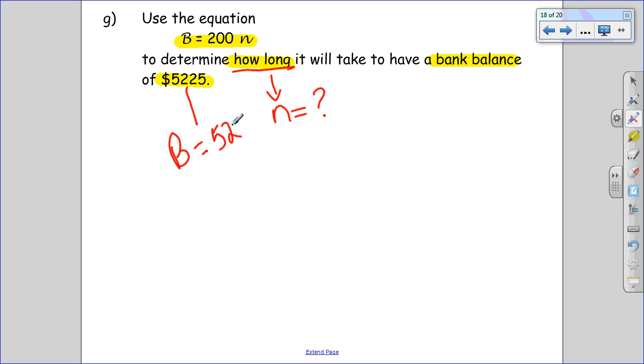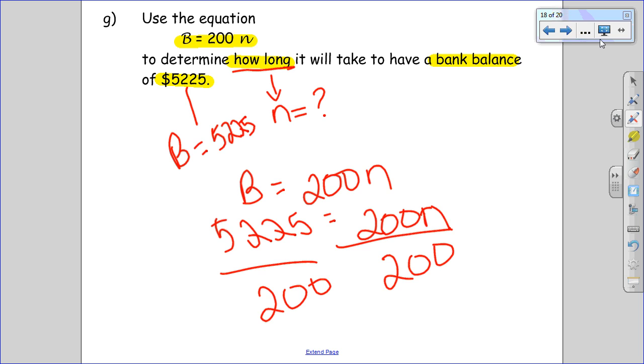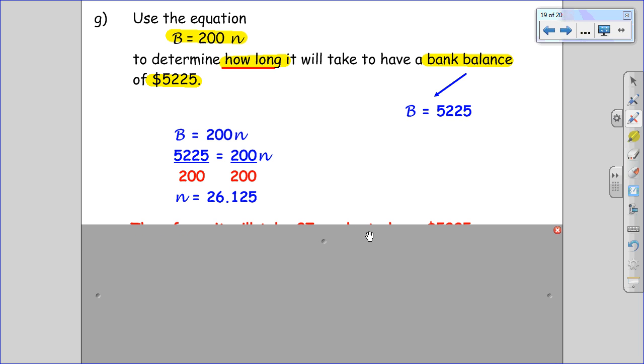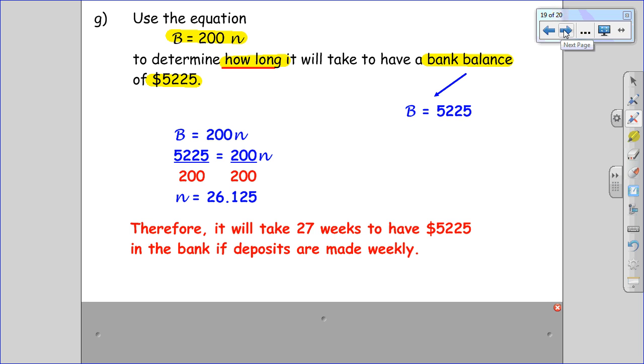That's b. So again, I start with my equation, b equals 200n. And I have to substitute in what I know, and use my equation solving skills. I have to divide both sides by 200 to get n by itself. And we're just going to go to the next page so I don't have to get a calculator out. And it's 26.125. Now, I'm putting in money every week, not every day. So I can't have part of a week. In 26 weeks, I won't have $5,225. I'm going to have to wait until I hit 27 weeks in order to have that bank balance.